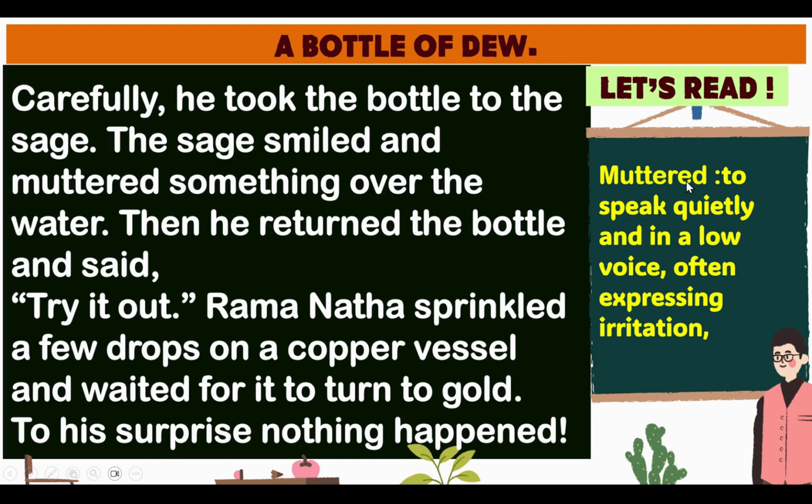Muttered means to speak quietly and in a low voice, often expressing irritation. Even you can say he was murmuring also, right? So what did he do? What did Ramanatha do? He took the bottle of the dew to the sage, and the sage simply smiled. And what did the sage say? Oh, go and just try it out. So with a lot of enthusiasm, Ramanatha sprinkled a few drops on a copper vessel. To his surprise, nothing happened.